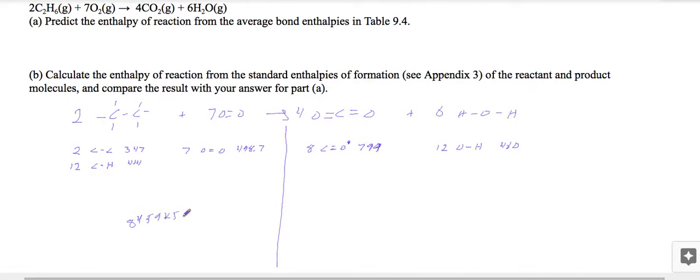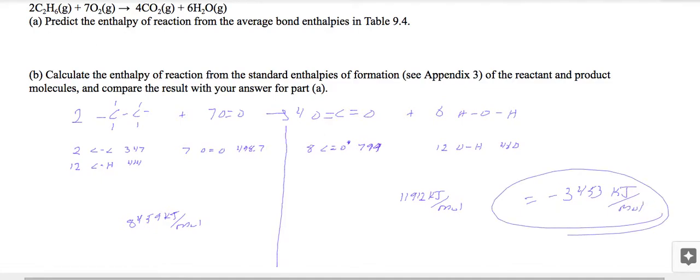8,459 kilojoules per mole. And on this side, we end up with 11,912 kilojoules per mole. Reactants minus products gets us our final answer of negative 3,453. So there's a final answer there, and we could go to the enthalpies and do products minus reactants for this as well, which I have not done yet, so I will allow you guys to do that on your own.